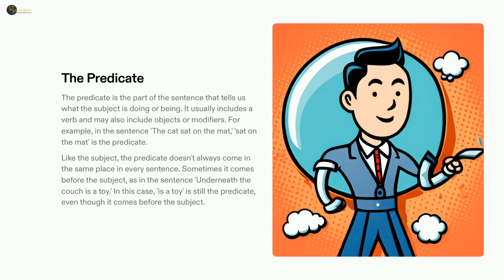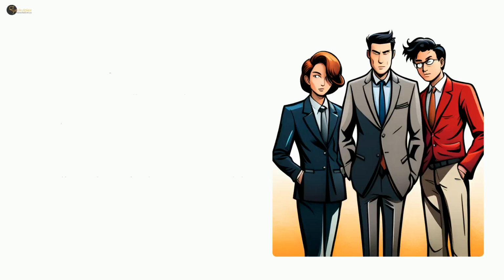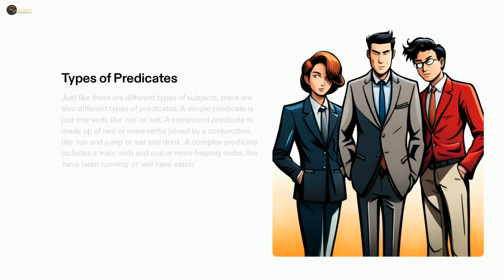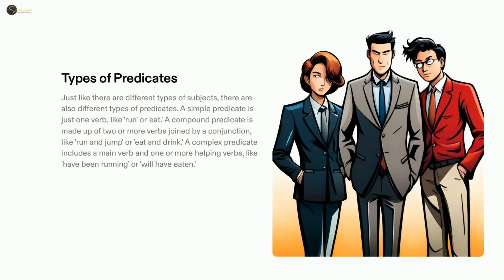In some sentences, it comes before the subject. For instance, "underneath the couch is a toy." The predicate here is a toy, but it appears before the subject. Understanding the type of predicate in a sentence can provide insight into the power of its subject and verb combination.